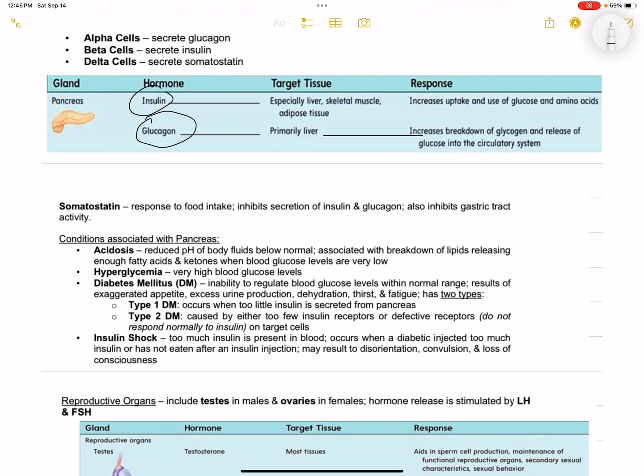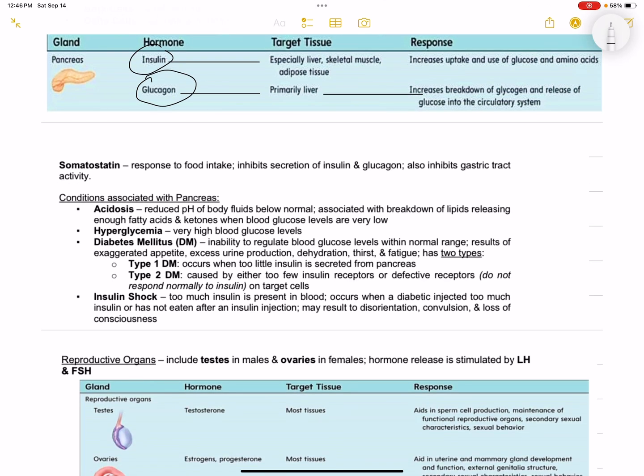So, conditions associated with pancreas. So, acidosis, reduced pH of body fluids below normal. So, associated with breakdown of lipids, releasing enough fatty acids and ketones when body glucose level are very low. So, hyperglycemia, meaning ang glycemia is ang sugar, hyperglycemia, very high blood glucose level. So, taas ang sugar sa aton nga blood.